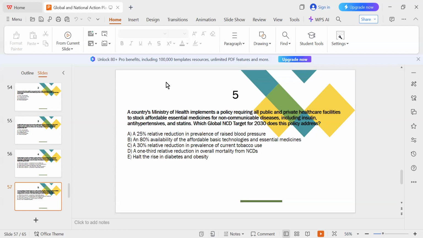A, a 25% relative reduction in prevalence of raised blood pressure. B, an 80% availability of the affordable basic technologies and essential medicines. C, a 30% relative reduction in prevalence of current tobacco use. D, a one-third relative reduction in overall mortality from NCDs. Or E, the halt in rise in diabetes and obesity.